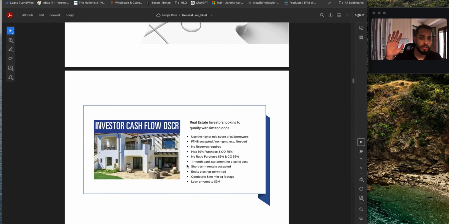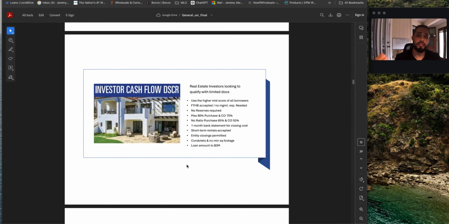Okay. So the first product I do want to discuss is the Investor Cash Flow DSCR. I'm sure people have heard the term DSCR before. It's in the non-QM space, and it's a word that people just like to use. It stands for Debt Service Coverage Ratio Loan. So essentially, the way you want to think about this loan is, if you're an investor, and you're purchasing a property solely to rent it out, right? Your main goal when you're buying that property is, hey, I want to rent out this property, right? With this loan, we're not looking at any income documents, right?